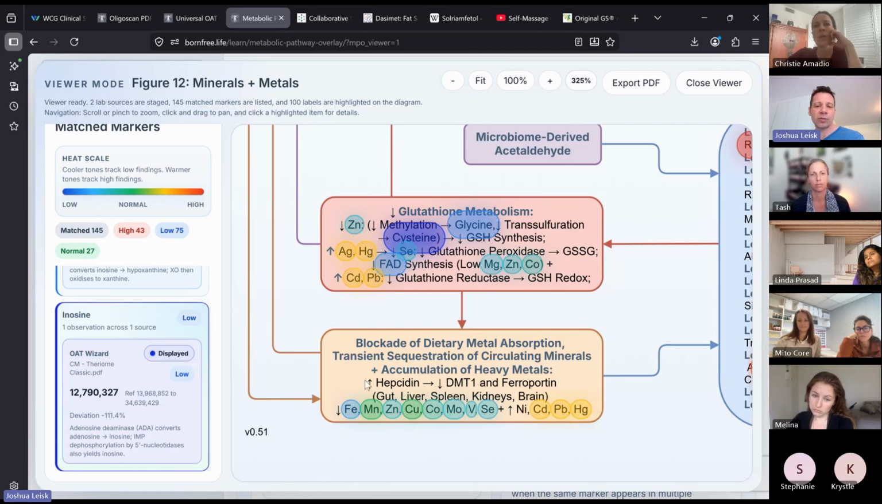So different cells have different contexts. Some of them only have DMT or ferroportin. The ones in the gut have both. So when the hepcidin levels go up, it blocks the dietary absorption, and progressively over time, if they've got a chronic infection or chronic inflammatory cascade, then you'll see the progressive loss of the minerals over time and the progressive accumulation of the metals in the cells.